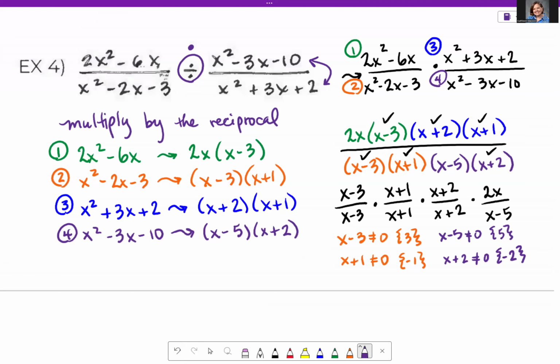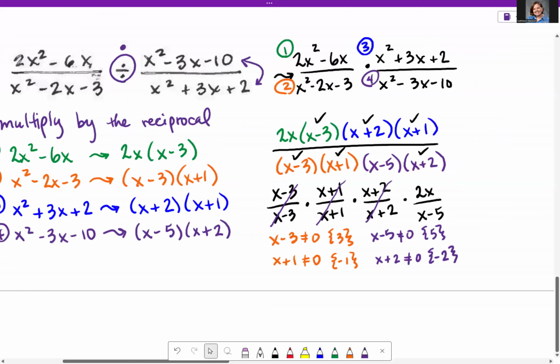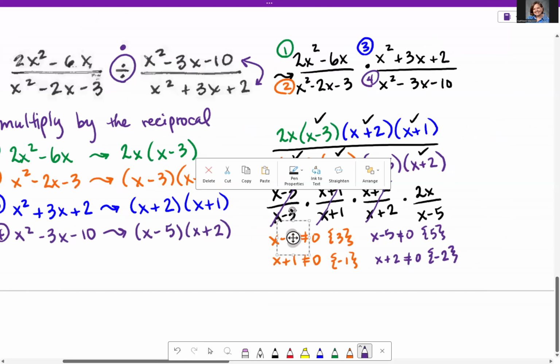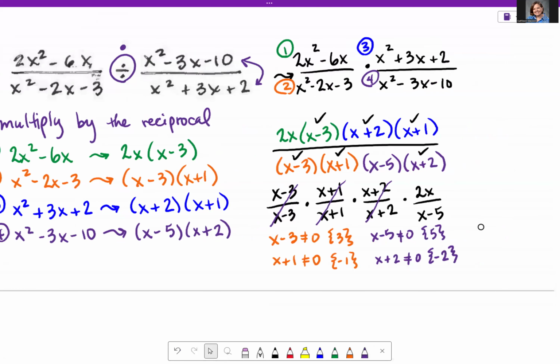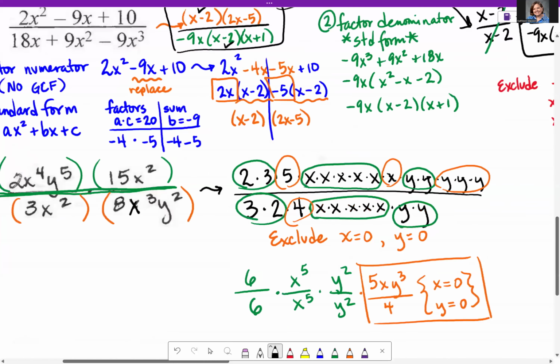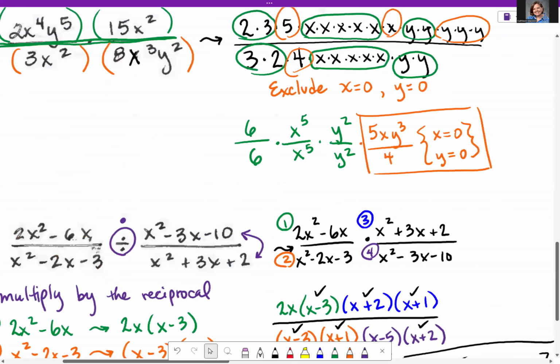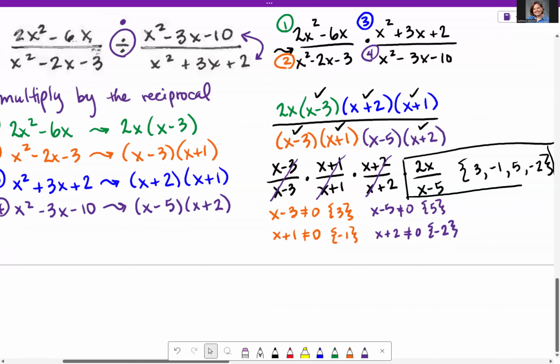Now I can reduce my fraction. This becomes 1, this becomes 1, this becomes 1. And what I'm left with is 2x over x minus 5, as long as I'm sure not to allow x to be 3, negative 1, 5, or negative 2.